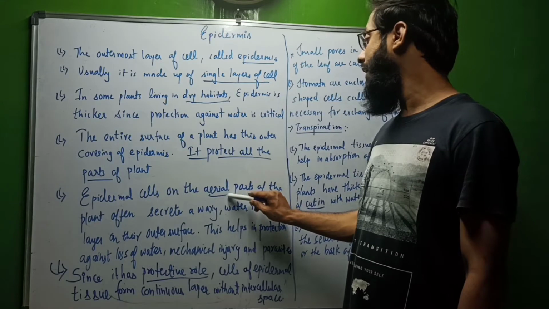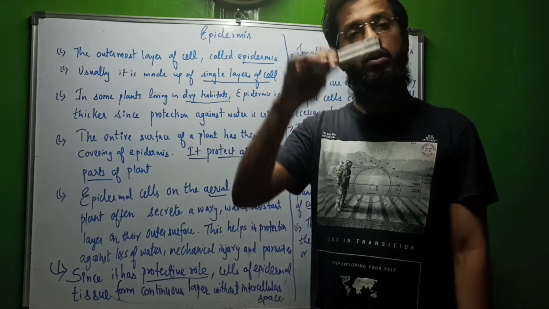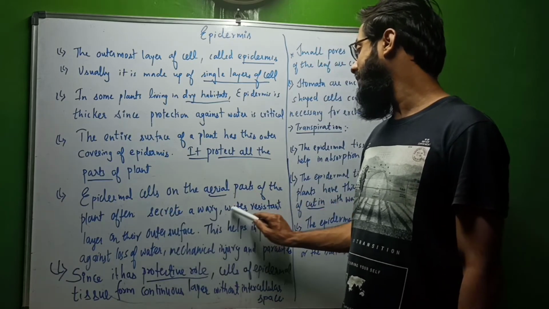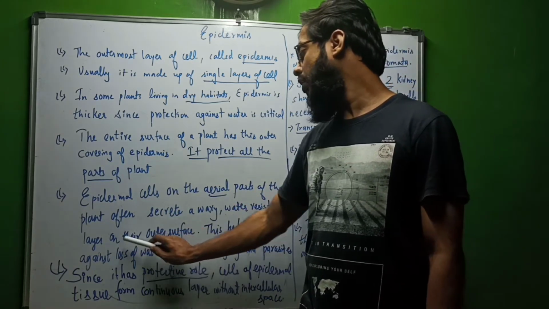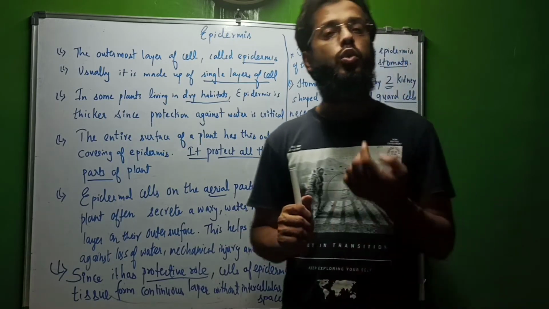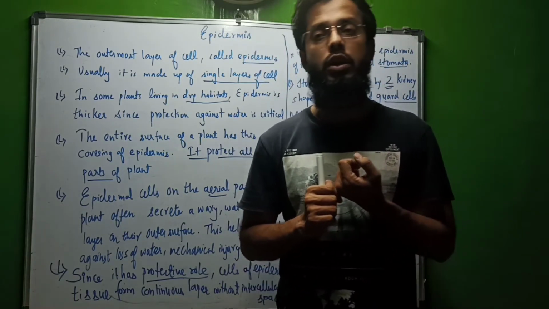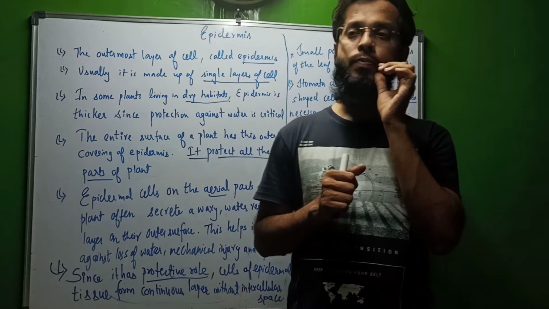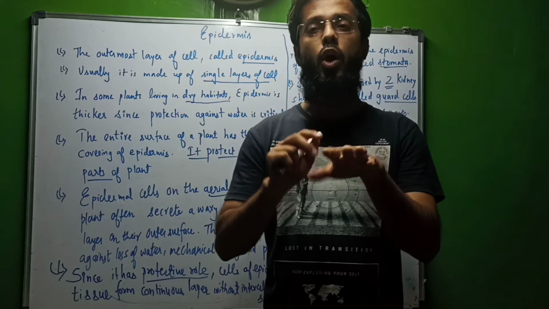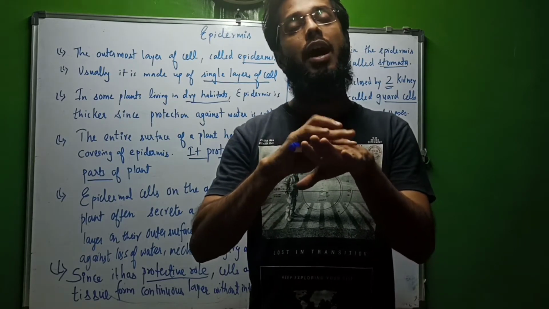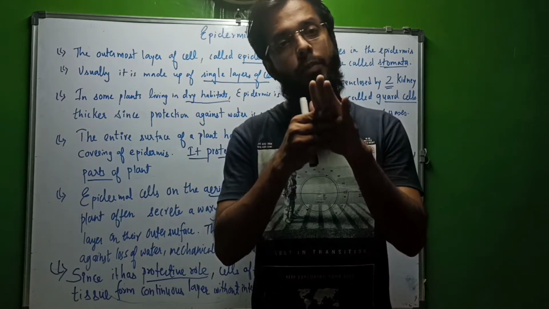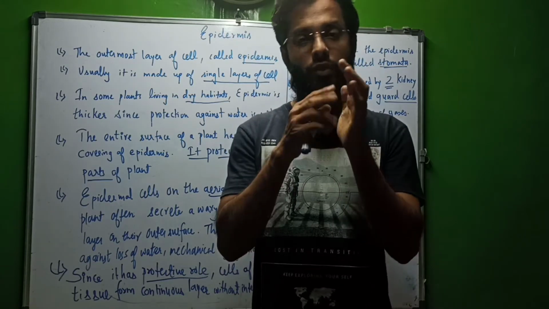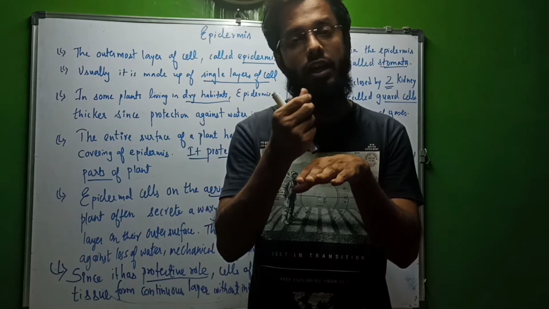Epidermis cells on the aerial parts, what is aerial? Like topmost. Aerial parts of the plants often secrete a waxy water-resistant layer on their outer surface. So there is a cuticle layer. You might have seen this in the case of a leaf also. If you have seen dicot leaves, what are dicot leaves? It is easy to distinguish. Normally you might have seen the dark green leaves, and there is a light green color on the opposite side. The dark green side has a shiny layer.